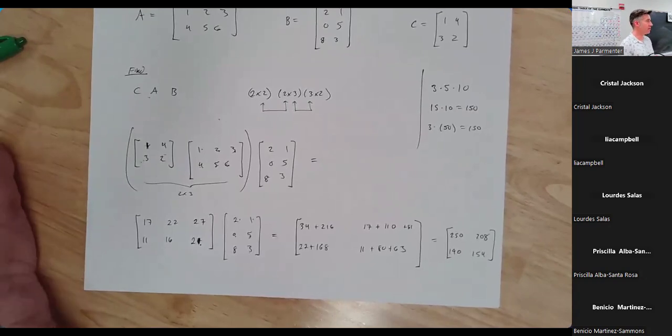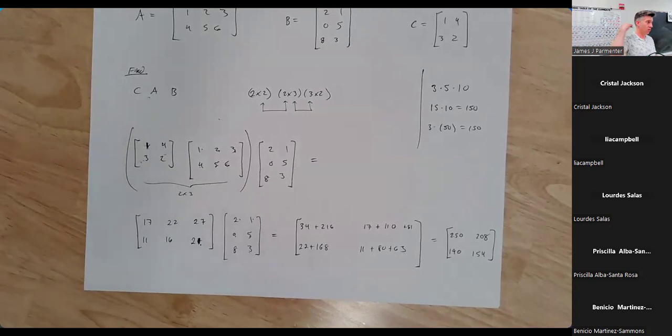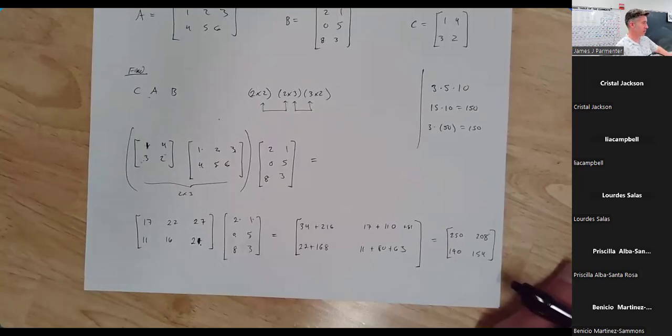But that's the nuts and bolts of matrix multiplication. It's always rows of your first matrix with columns of your second matrix. And I don't think there's a lot more to say about matrix multiplication specifically. But I should pause. Questions about matrix multiplication at all?